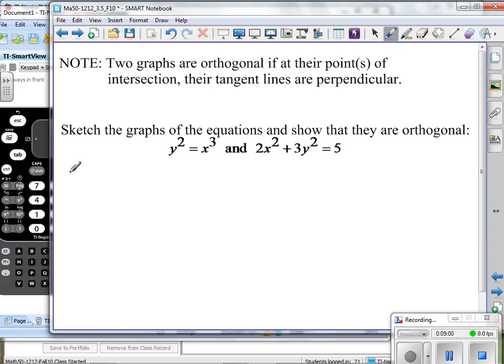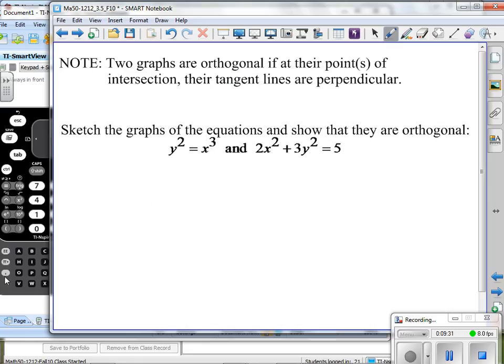This is a good problem because of the term orthogonal. I don't know if you studied orthogonal graphs in geometry or someplace. So the note is two graphs are orthogonal if at their points of intersection their tangent lines are perpendicular. Okay, so now how we know is that their tangent lines are perpendicular.